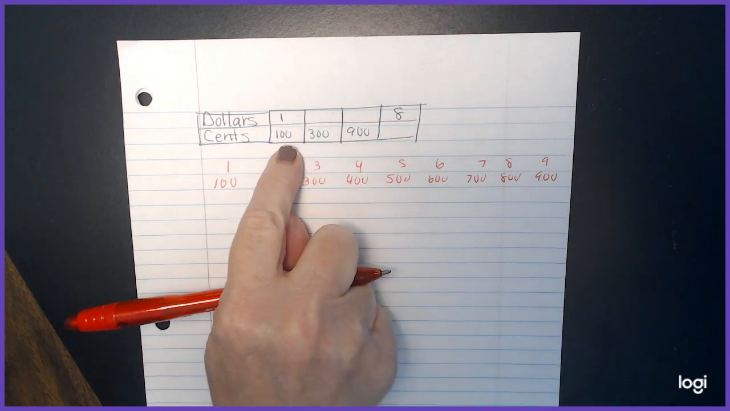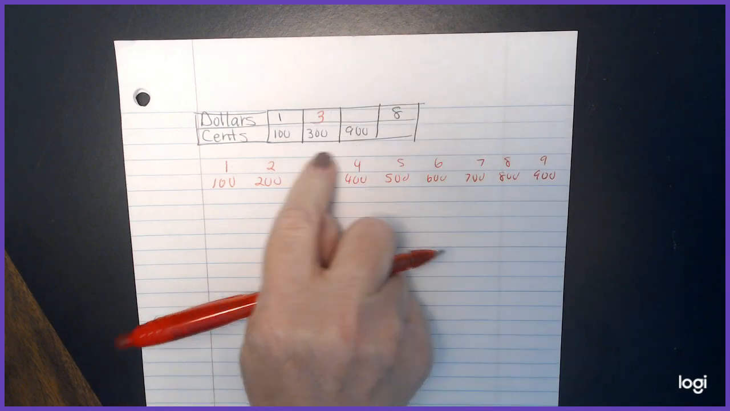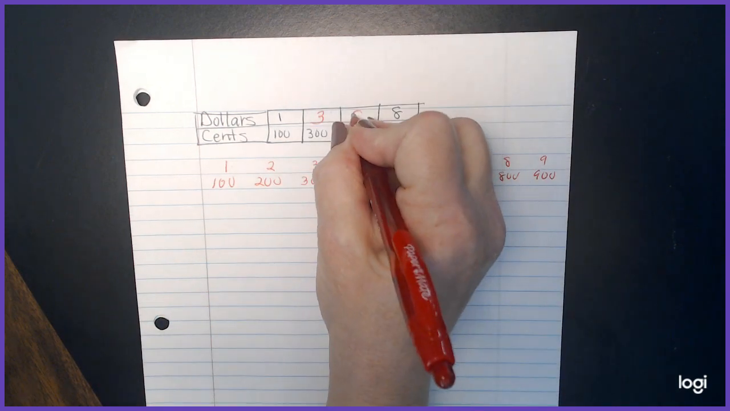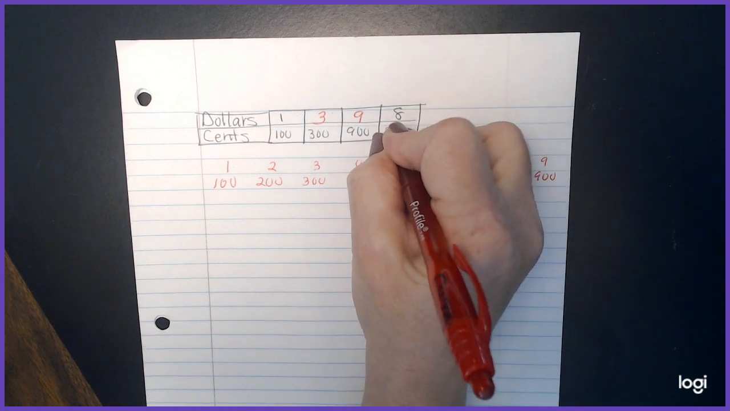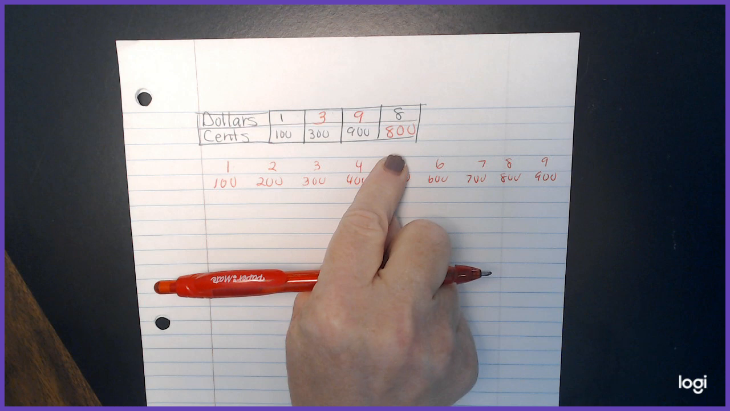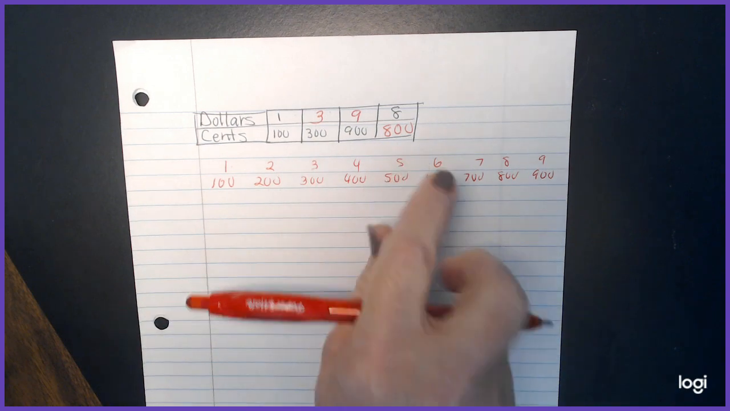So what matches with the 300? 3 goes with the 300. 900 cents went with $9, and then 8 went with 800 cents. If you notice, ratio tables do not have to be in the same order and have to go in sequence. I can skip or I can jump around.